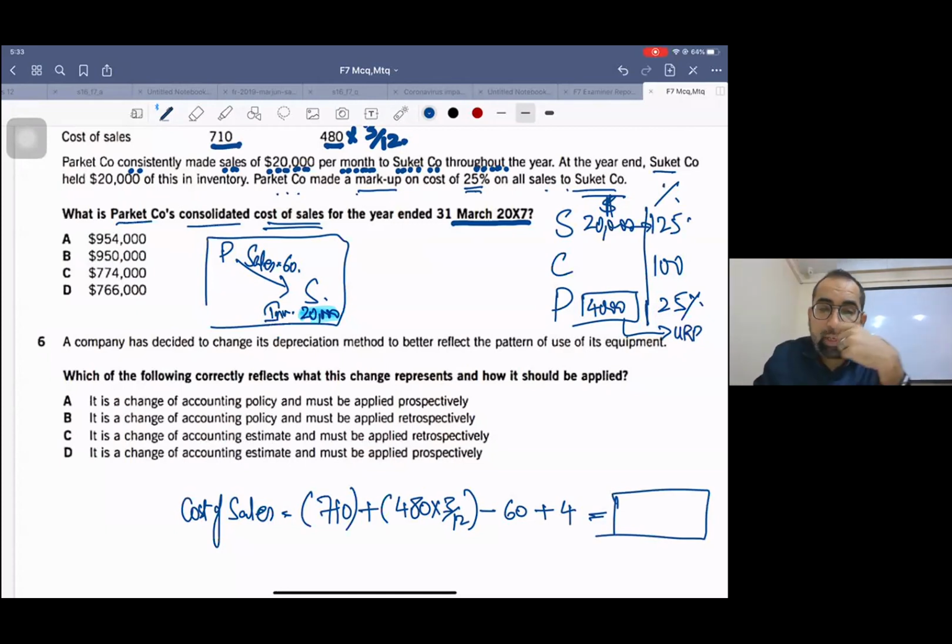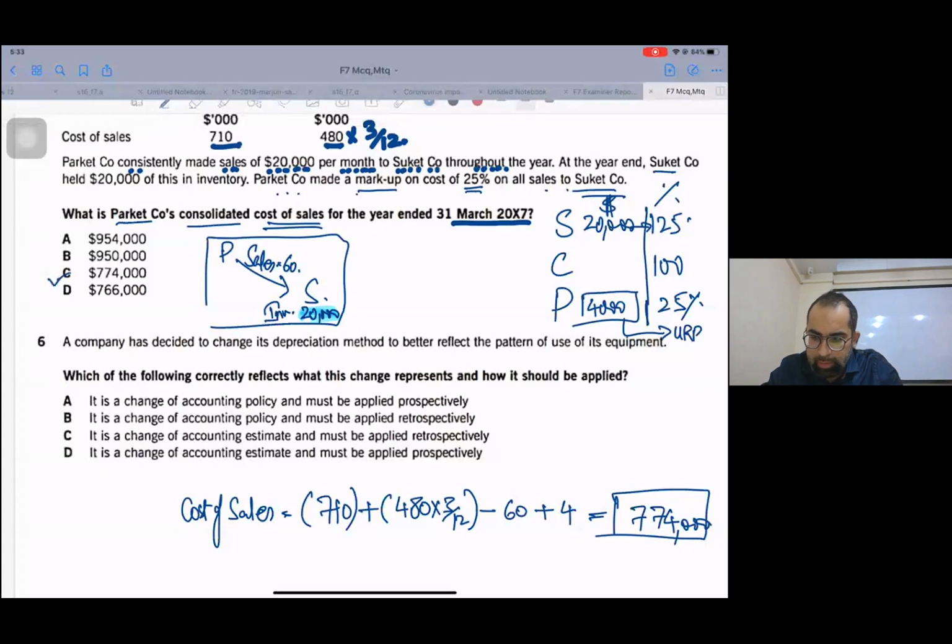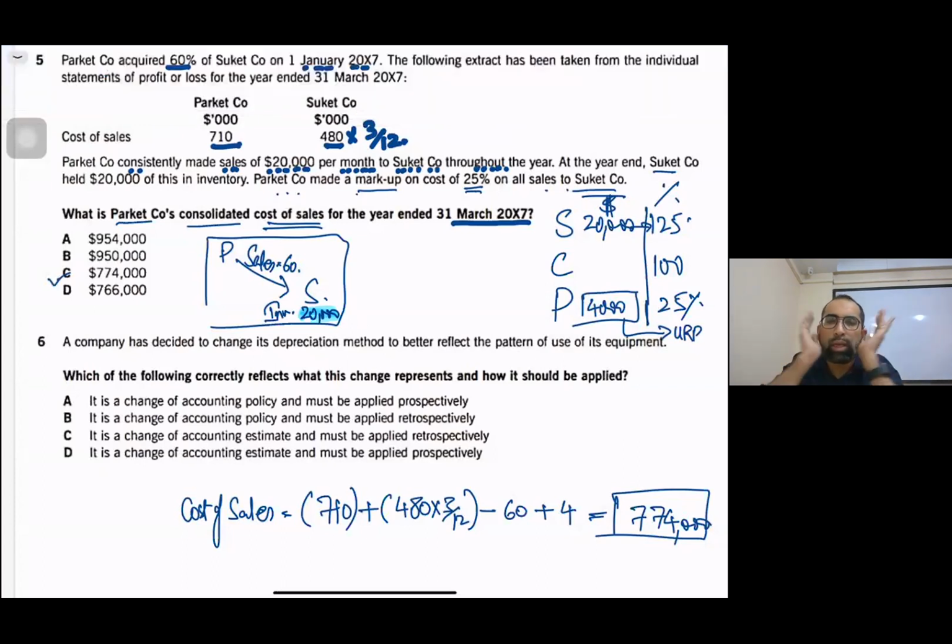Tell me, 710 plus 480 times 3 upon 12 minus 60 plus 4 is 774. Yes, they are asking the answer in thousands. 774,000. C is the answer. Look at the screen. It's not difficult. It needs attention only.